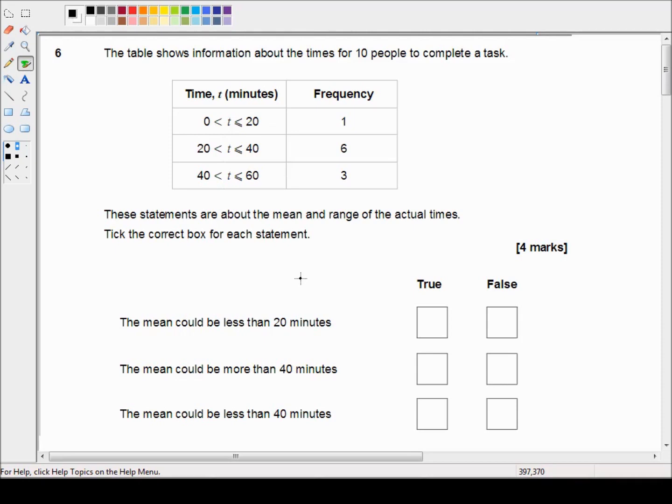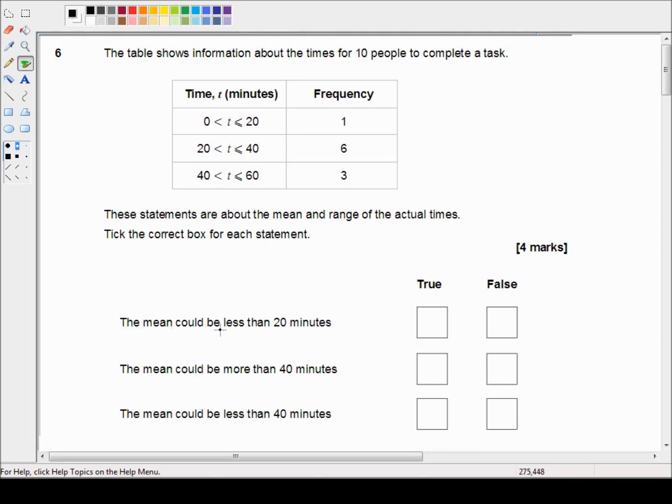It's a non-calculator paper. It's the May 2017 past papers, and we're picking up in question 6, which reads: the table shows information about the times for 10 people to complete a task. So one person completed the task in under 20 minutes, 6 people took between 20 and 40, and 3 people took between 40 and 60. The statements about the mean and range of the actual times, tick the correct box for each statement.